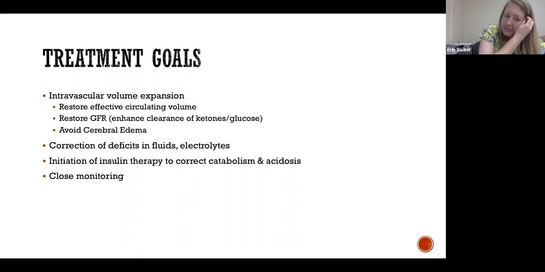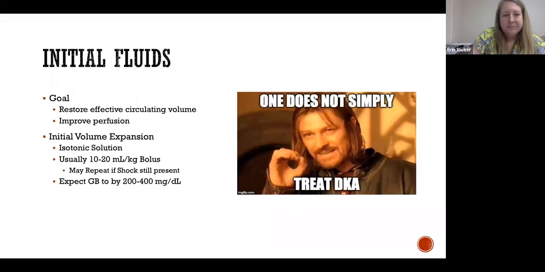And during this time, we'll have to closely monitor these patients. I do not like DKA because you have to go low and slow with this. You can't just automatically correct them because if you go too fast, you can increase your risk for cerebral edema.